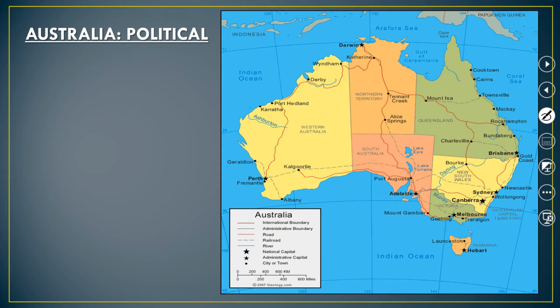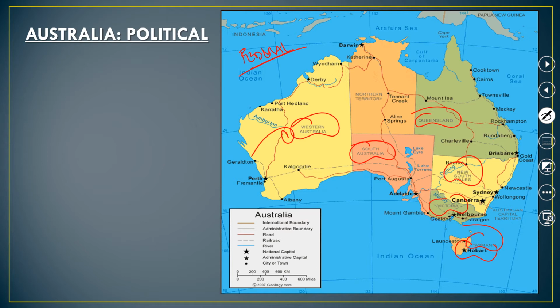Let's shift to the political features of Australia. Politically, Australia is a federal country having states along with some union territories. And the states we can clearly see on this map: Western Australia, South Australia, Queensland, New South Wales, Victoria and Tasmania, in order. So you can see Western Australia is state number 1, South Australia state number 2, then Queensland, New South Wales, Victoria and Tasmania.